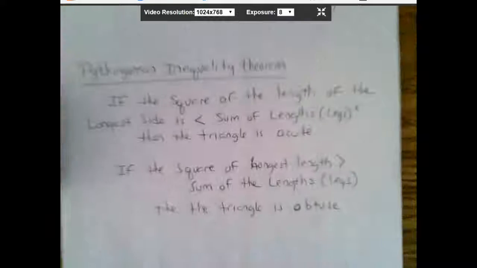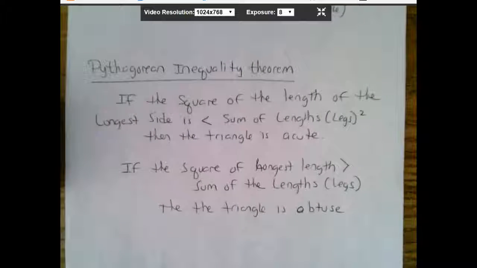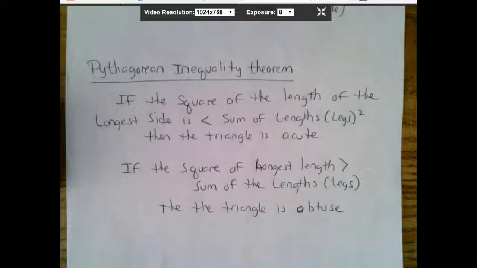And then we also have this last one here. This is the Pythagorean inequality theorem. Okay, this says if the square of the length of the longest side is less than the sum of the lengths squared of the legs, then the triangle is acute. So that means if we have a triangle and we square the hypotenuse and it's less than the sum of the squares of the other sides, then the triangle is an acute triangle.